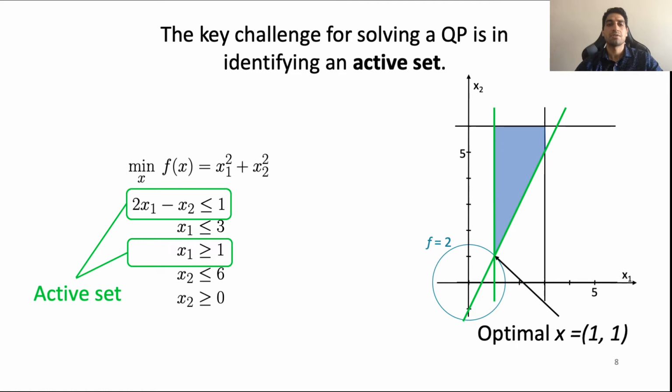The active set is used to determine the constraints to be considered, or the constraints that can be safely ignored, to find the minimum of the objective function. As you can see in this example, the first and the third constraints, shown in green, need to be in the active set to find the minimum of the objective, which is at point (1, 1). Once we know the active set, the QP is solved by ignoring all other constraints and keeping the active ones as equalities.